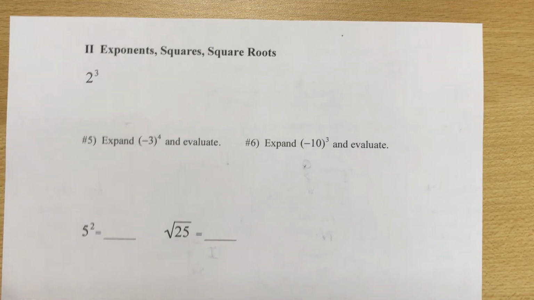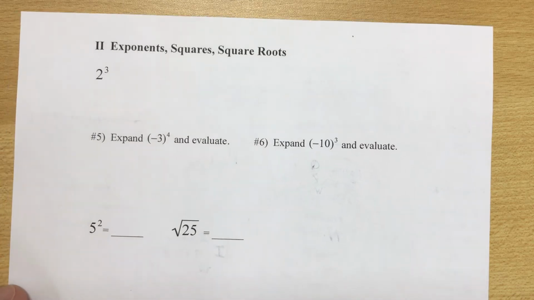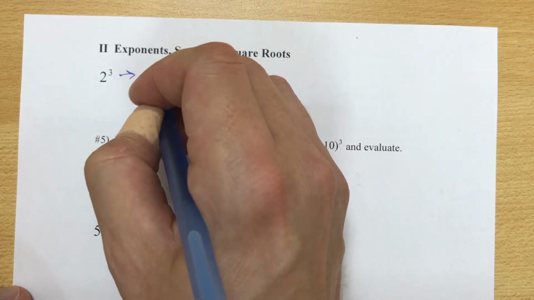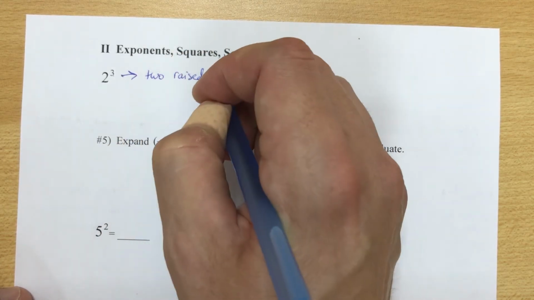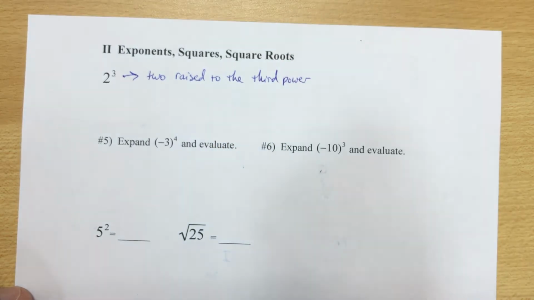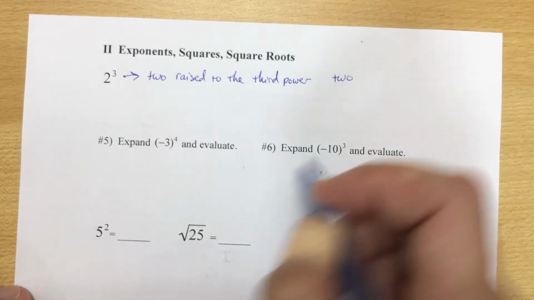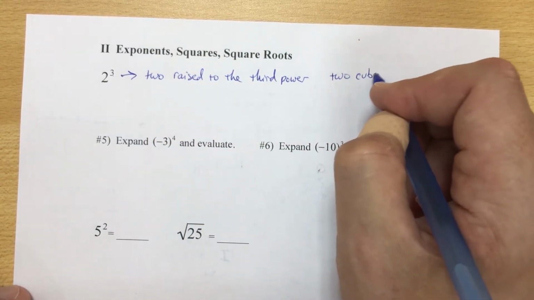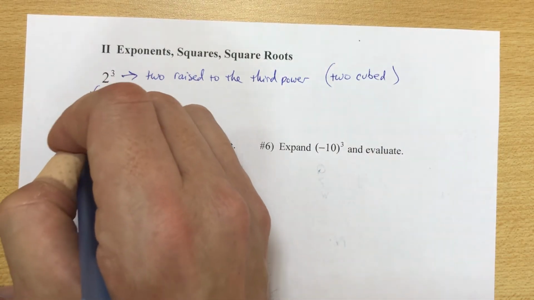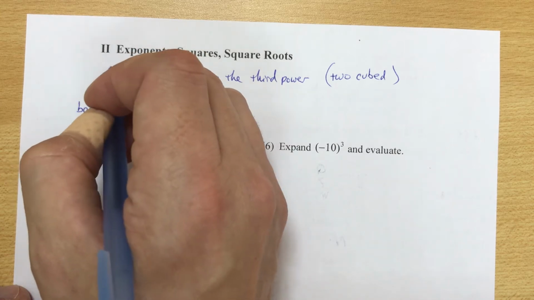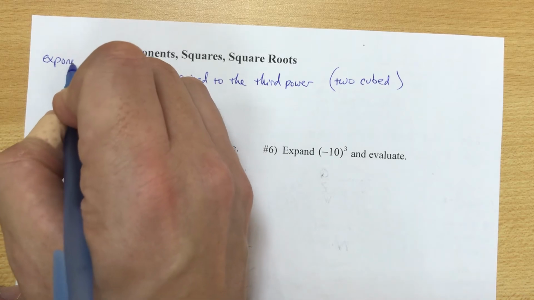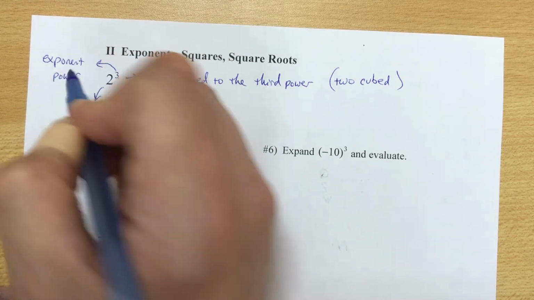And we're going to talk about exponents, do a review of exponents, square roots. So if I have 2 raised to the third, the way I read this is 2 raised to the third power, or when the exponent is a 3, we would say 2 cubed. The 2 is what we call the base. And then the 3, the small number, is what we call the exponent or the power.